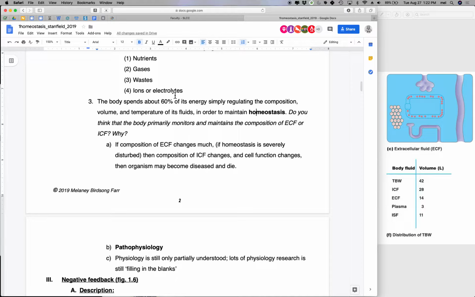But here's a logic question for you. I will tell you that you spend most of that 60% on either the ECF or the ICF, like monitoring the composition, pressure, temperature, pH, whatever, of one of those two. Anybody have any idea which one? Go ahead. Okay, tell me your logic. It's true, it's right, but let's hear the argument too.